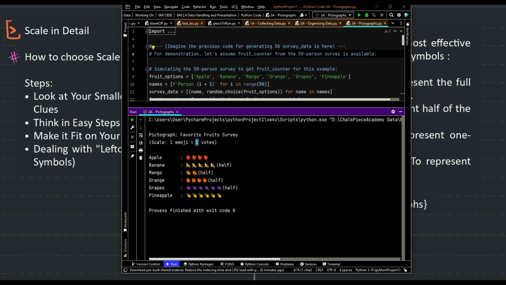So how do you decide on that? That's what we are trying to understand. The scale: one emoji is equal to 2 votes. How did I decide on that? Why should it be 2 votes? Why not 10 votes? Do you think 10 votes will make sense over here?